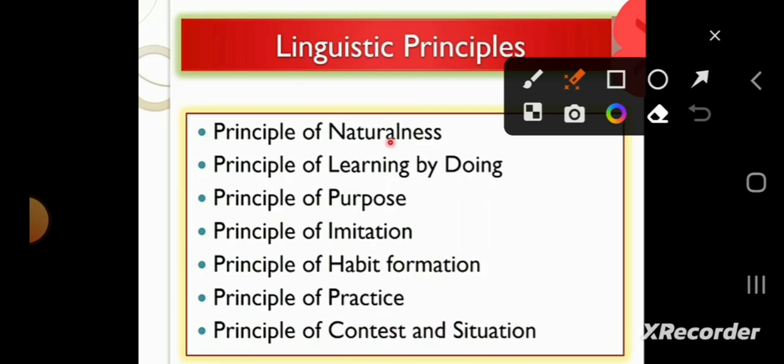Principle of practice stresses the importance of repetition and continuous practice in learning. Regular practice reinforces knowledge and helps improve skills over time.